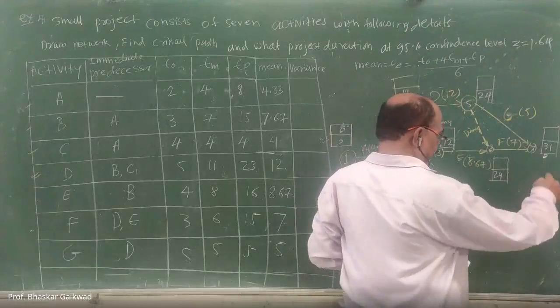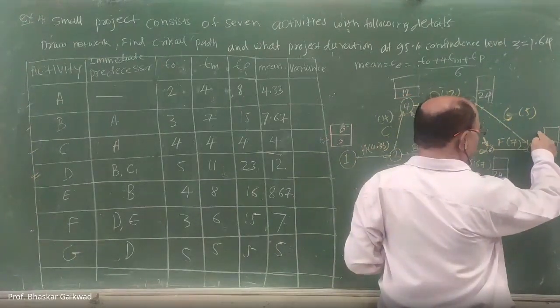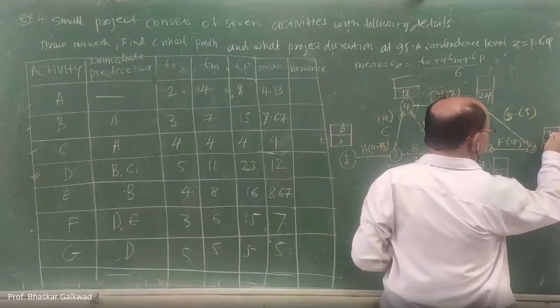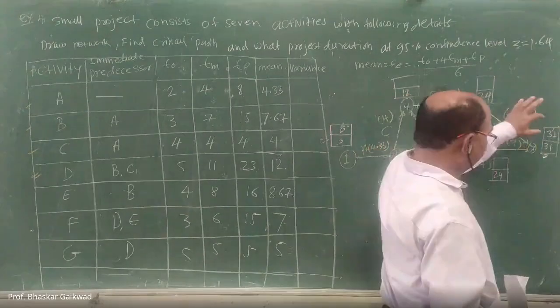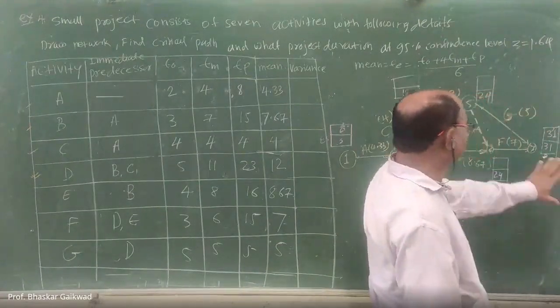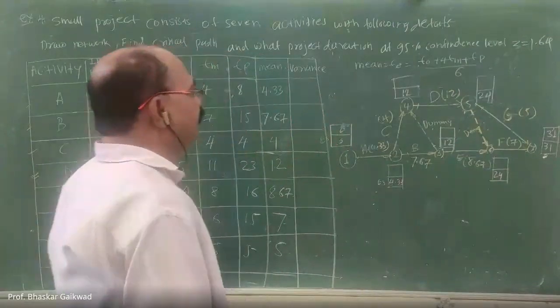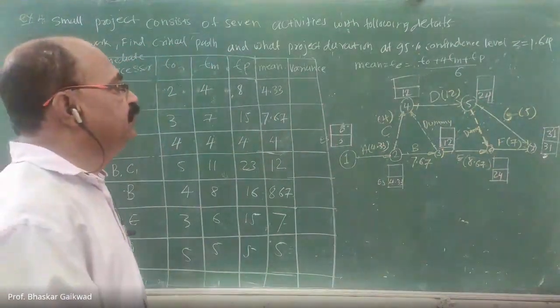For the last activity, the earliest start time and the earliest completion time are the same for all projects. So completion time and starting time are the same for this. Okay. Now come back, that is the backward pass.